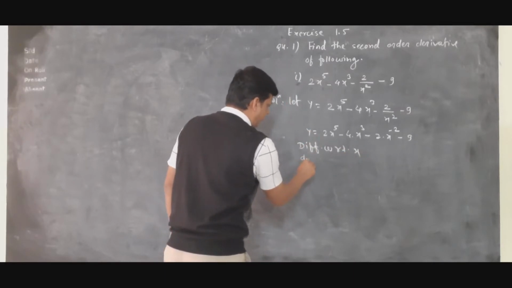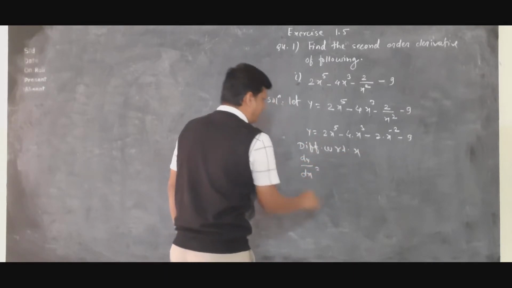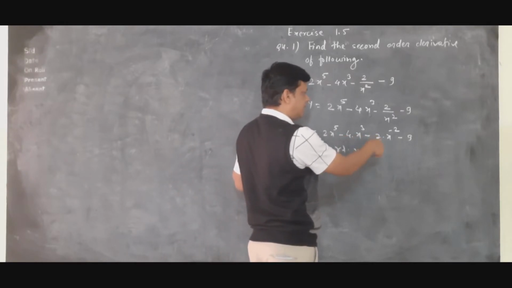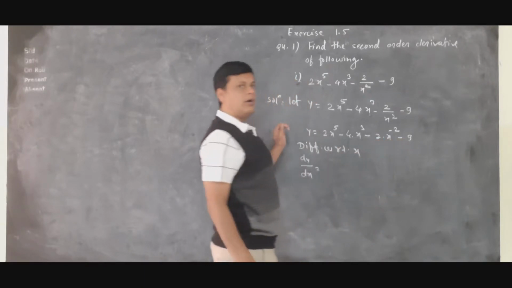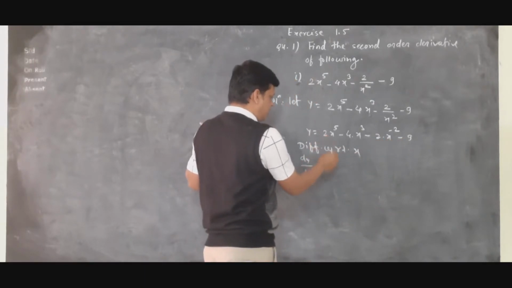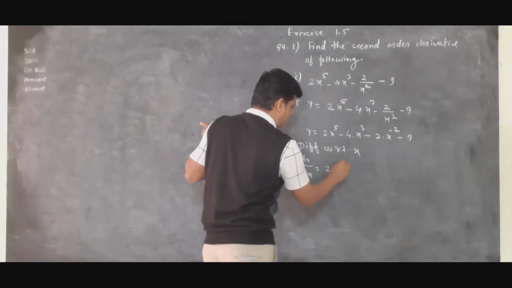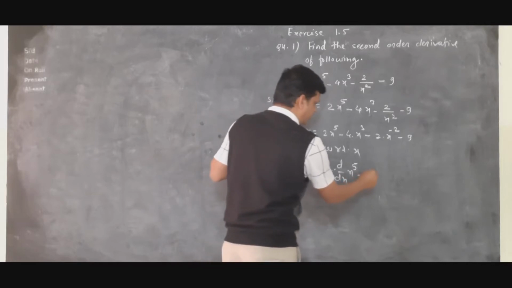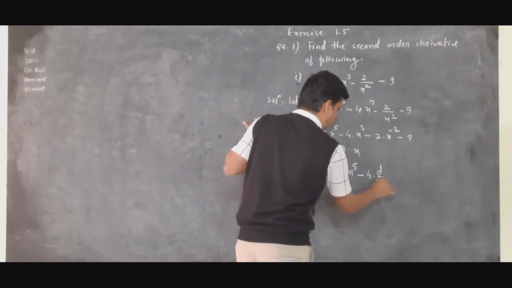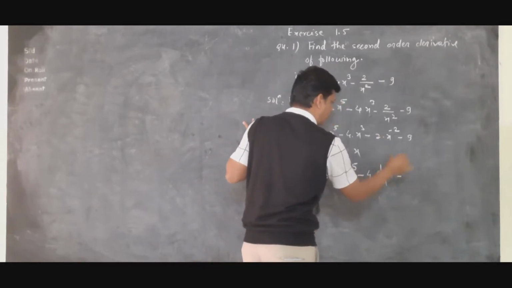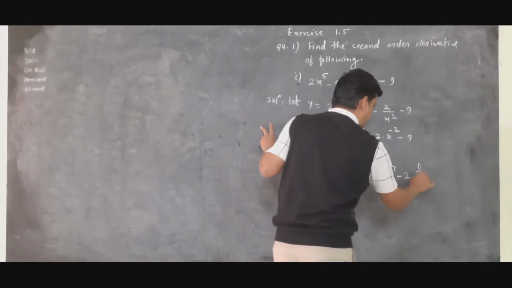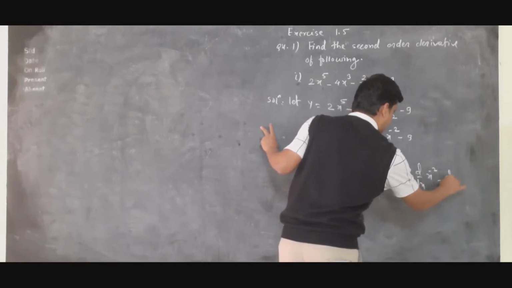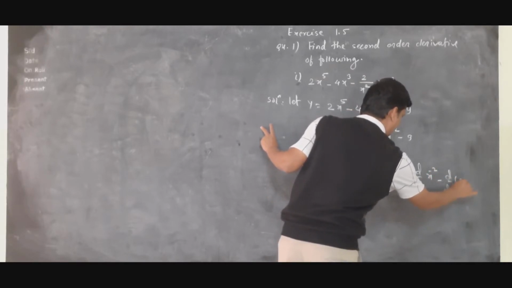Then the derivative of y with respect to x we write as dy by dx. Here we have to find the derivative of the first term, the second term, the third term, and the fourth term. So we write: 2 is constant, so write the derivative of x raised to the power 5, minus 4 is constant, the derivative of x raised to the power 3, 2 is constant, the derivative of x raised to the power minus 2, minus d by dx of 9.